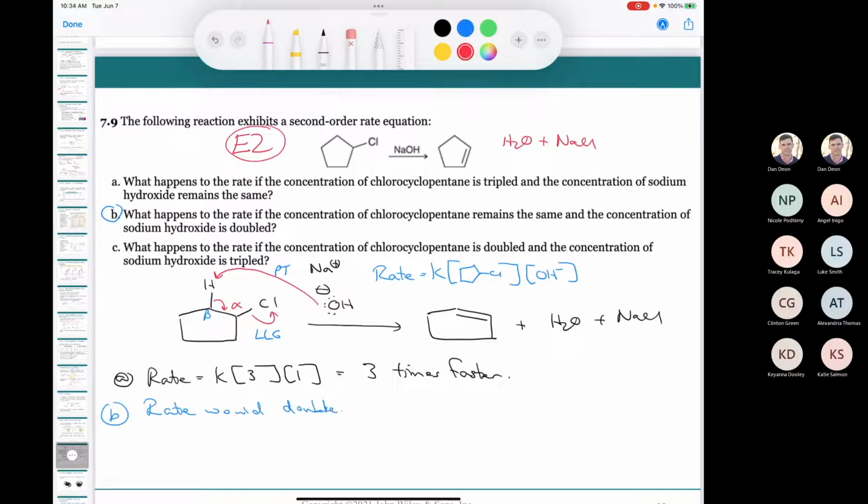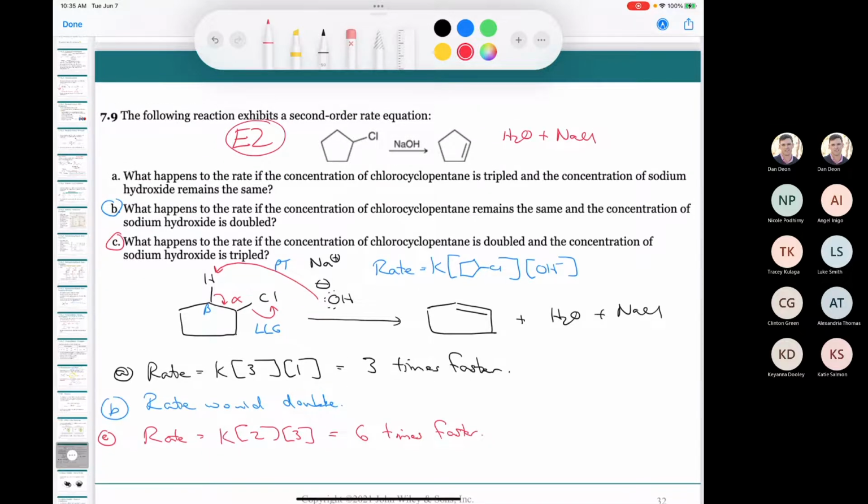And for the last one, it says what happens if the concentration of chlorocyclopentane is doubled and sodium hydroxide is tripled. Can anybody tell me the answer to that one? So double and triple. What would happen to my rate then? Exactly. Thanks, Luke. It would be k, 2, and 3. 2 times 3 gives you 6. So it'd be 6 times faster. Thanks, Kiana. Thanks, Angel. Absolutely. You're all 100% correct.